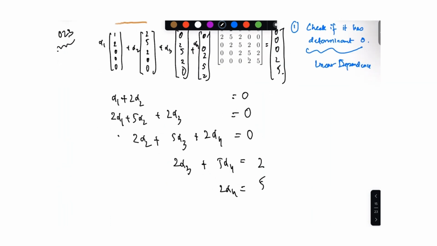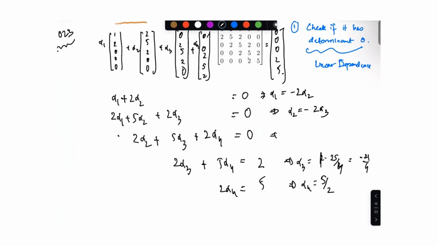From this equation, you can see that alpha 4 must be equal to 5 by 2. You put alpha 4 here, so you get alpha 3 must be equal to (2 minus 25 by 2) by 2, so minus 21 by 4. You put it progressively here, and you get alpha 4 and alpha 3. Let's simplify it. From above, you get alpha 1 is equal to minus 2 alpha 2. You put it here, so you get alpha 2 is equal to minus 2 alpha 3, and you put it here, you get alpha 3 plus twice alpha 4.